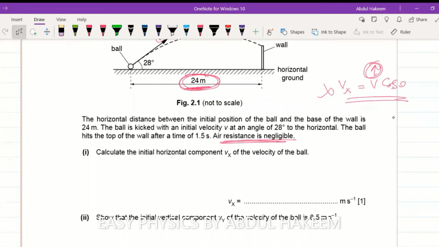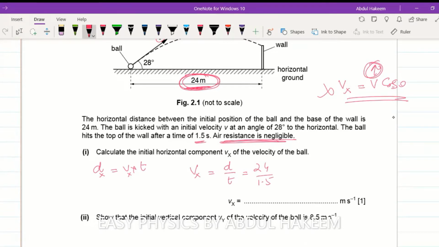So if the velocity is constant, then the formula is distance equals speed into time. So this is the horizontal distance, so horizontal velocity. We can write horizontal velocity is horizontal distance divided by time. Horizontal distance covered is 24, and time taken to cover this distance is mentioned here, 1.5. So 24 divided by 1.5, the answer is coming 16. So we have to quote it in two significant figures.